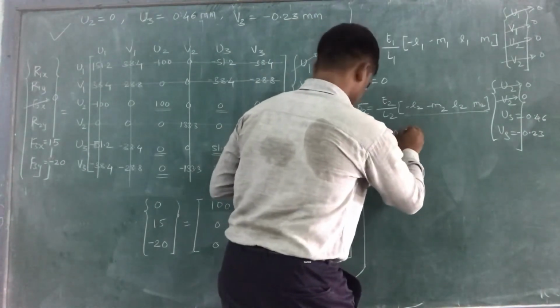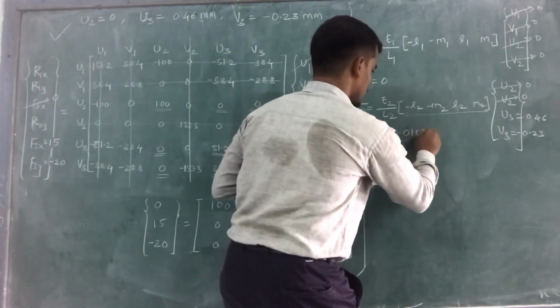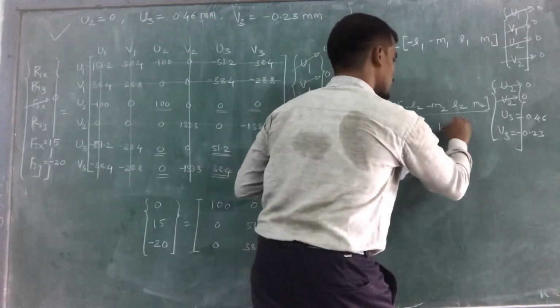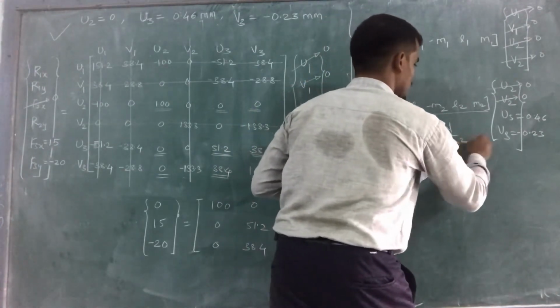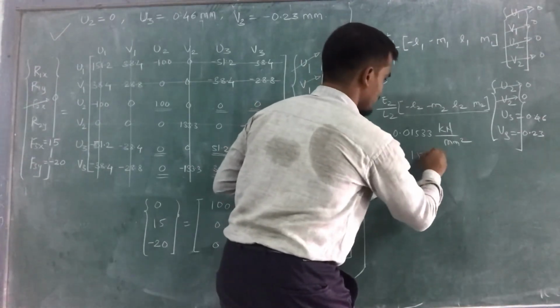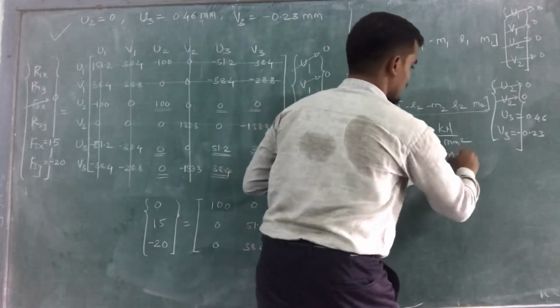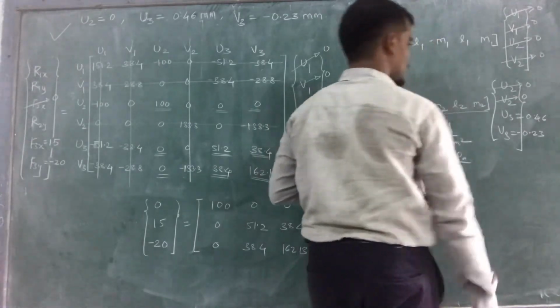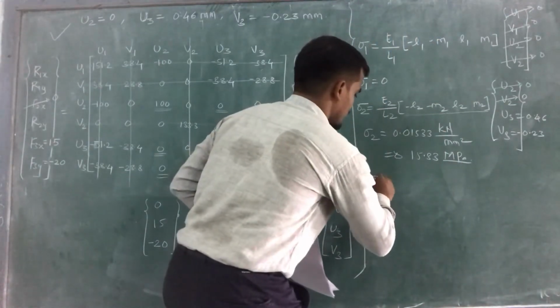Sigma 2 is equal to 0.01533 kilonewton per mm square. So finally this will become, in megapascal, 15.33 megapascal. Okay.